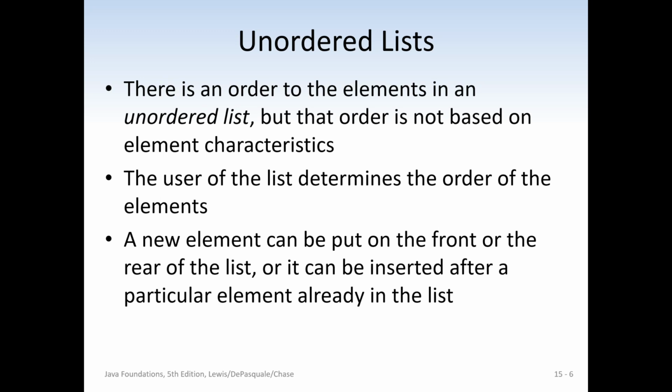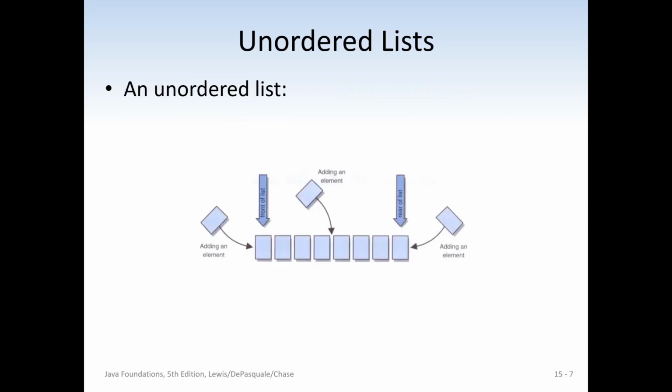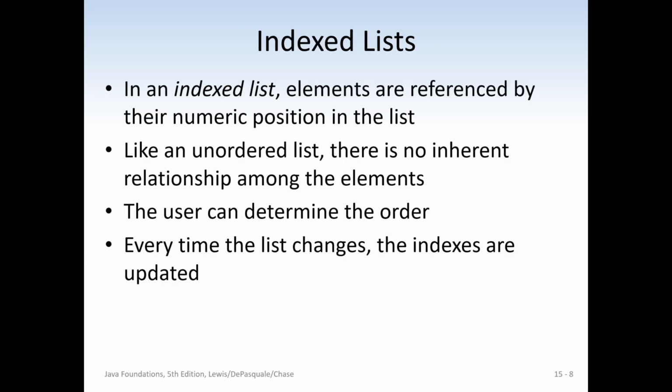So the user of the list can determine the order of the elements. And a new element can be put in the front or the rear or inserted after a particular element already in the list. Basically, you can put it anywhere that you want to put it as a user. So unordered lists look like this. We can add an element at the front. We can add an element at the back. Any place, we can add an element in the middle.